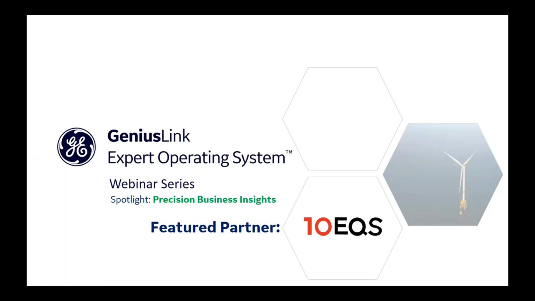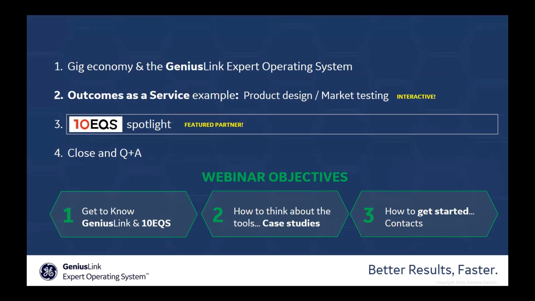I'm going to whiz through the agenda really quickly so you get an idea of what we're going to cover. As Freddie said, it's hopefully going to be a little bit interactive, so please do share your comments and your questions in the chat window, and we'll make sure we cover those off as well. The first thing we're going to look at is the gig economy or the crowd economy, in addition to the GeniusLink Expert Operating System.